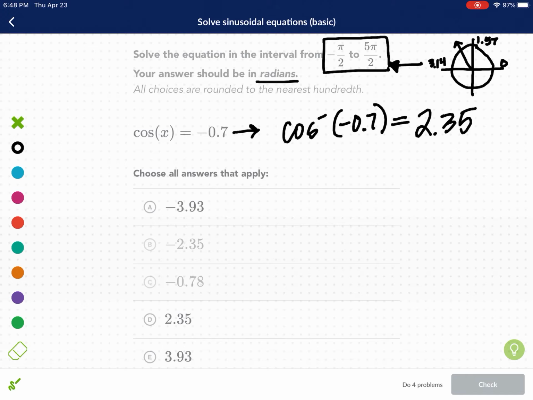So let's find its matching cosine value, which would be down here. Hold on one sec, guys.